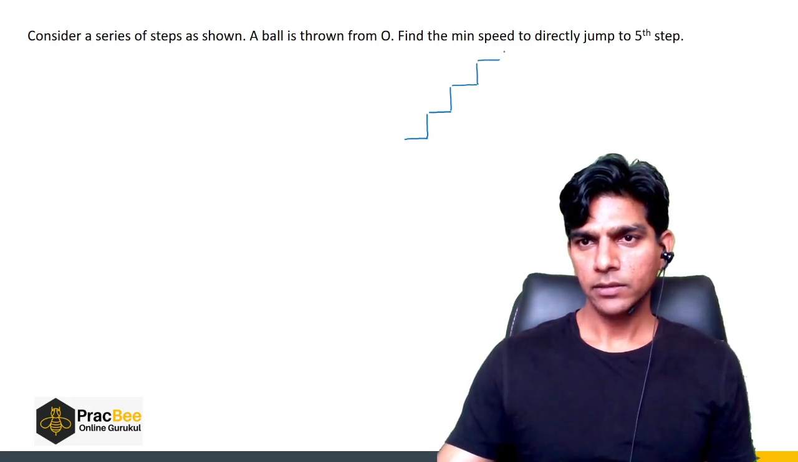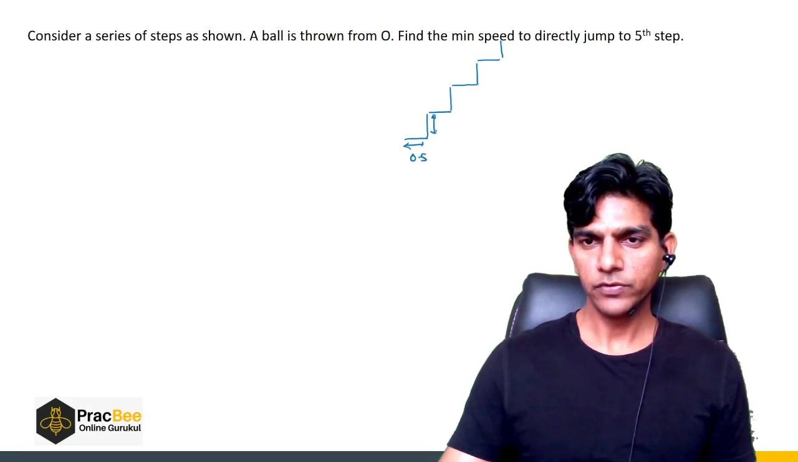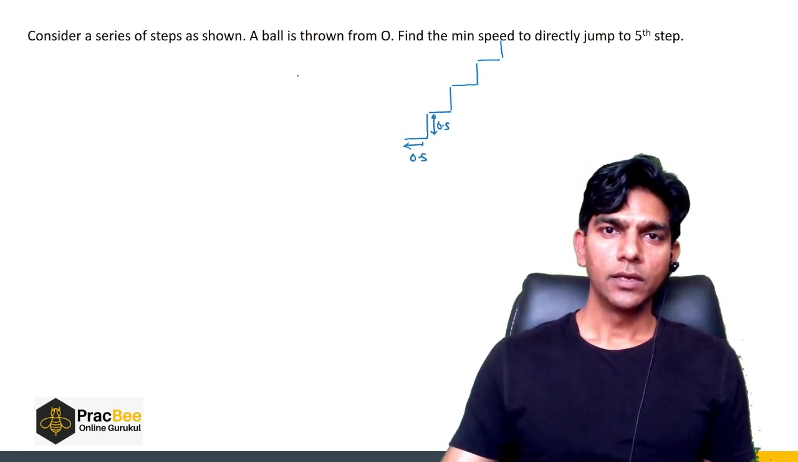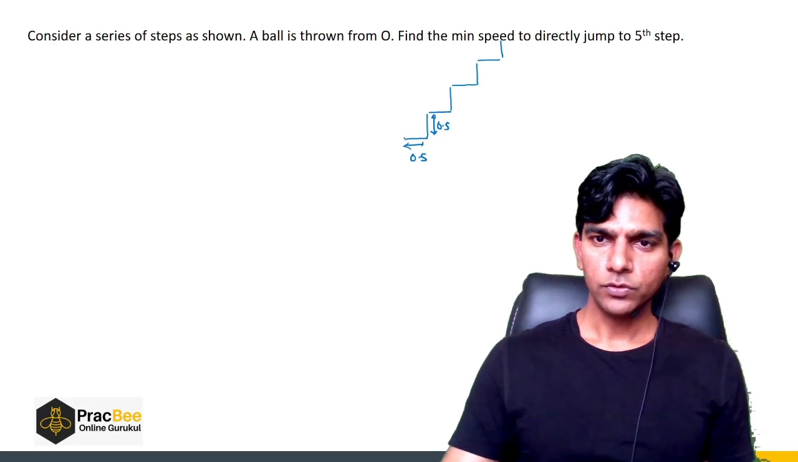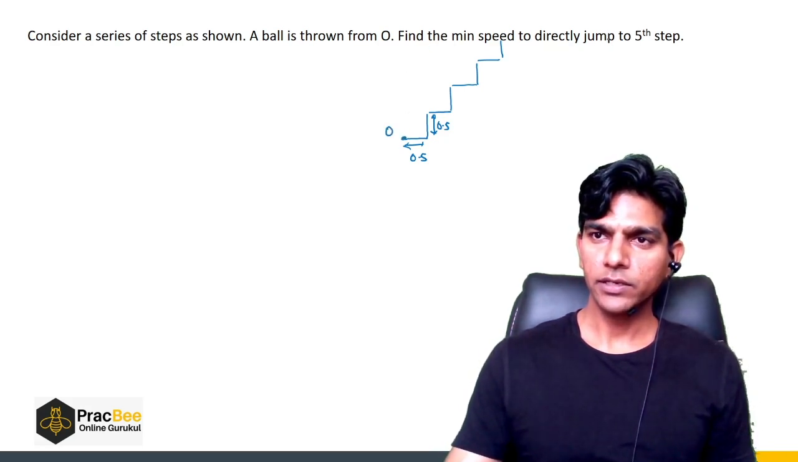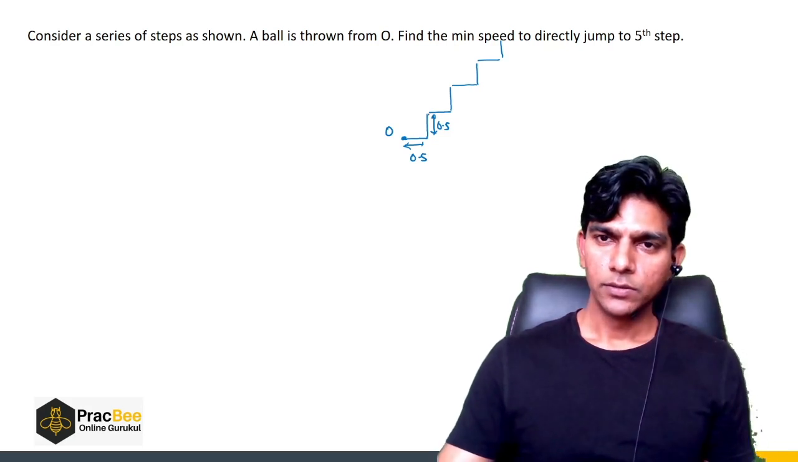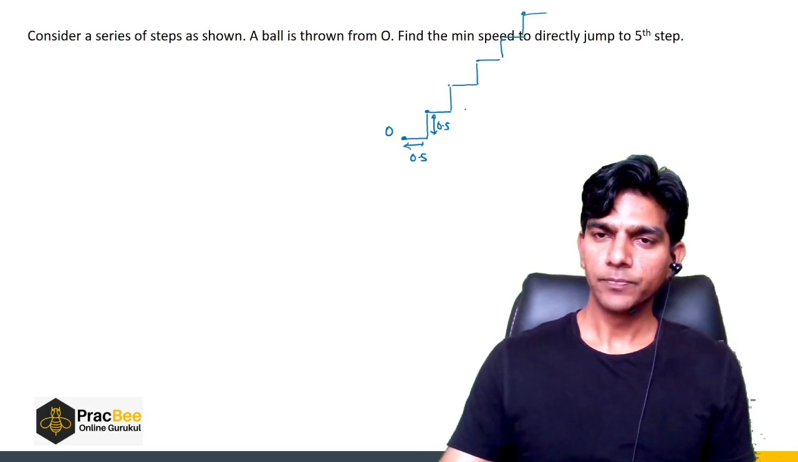And the length and the height are same, right? So this is 0.5 meter, like this. A ball is thrown from O. Find the minimum speed to directly jump to the 5th step. So 1, 2, 3, 4, and 5, right?